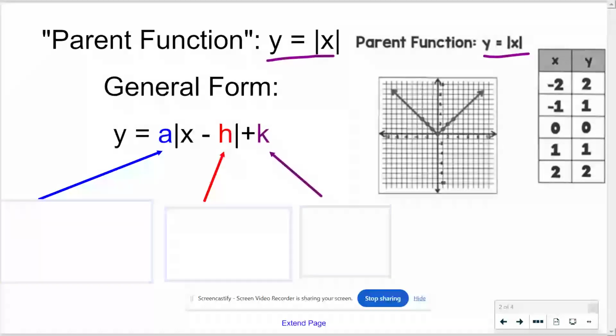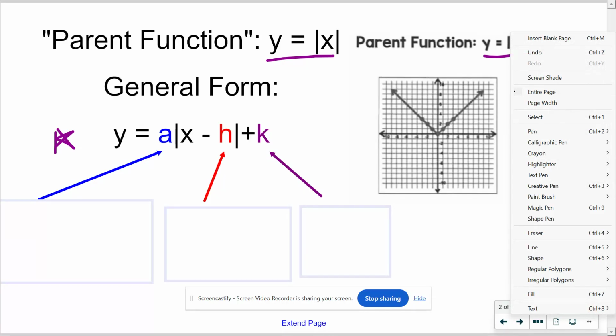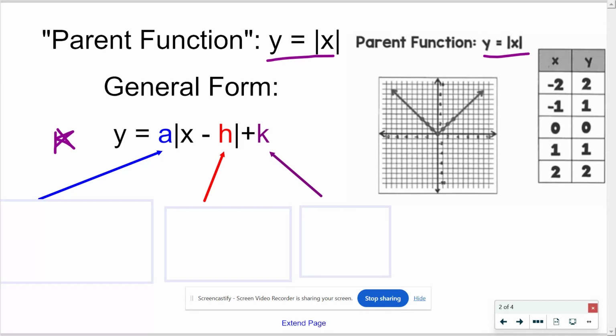Now, the general form for an absolute value function is listed down here. y is equal to a times the absolute value of x minus h, plus k. There's a lot of letters there, and we're going to talk about what each one of them does. Eventually when you get to Algebra II, you'll really dive into absolute value functions and how to write them and how to transform them. But for right now, we want to talk about the basics of it, what the general form is, how we utilize it, and how we're going to graph.